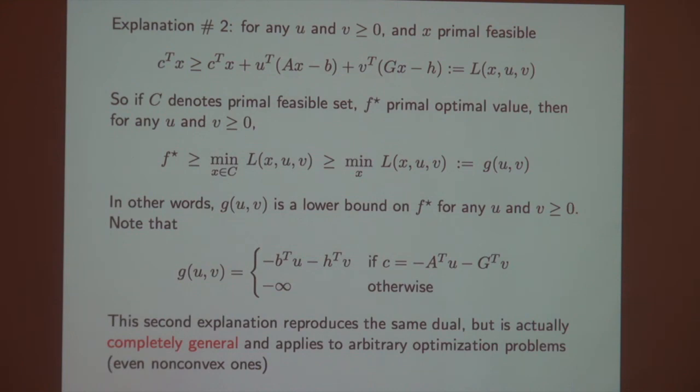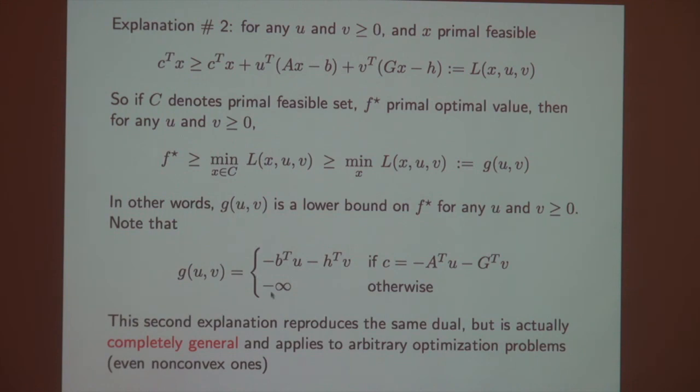It's called the Lagrange dual function. If you went through the calculation, if we tried to minimize this over all x unconstrained, then we'd get a function that looks like either this part, minus b transpose u minus h transpose v. That's all the terms here that don't involve x, as long as c was equal to minus A transpose u minus G transpose v, because then all the terms up here involving x cancel out.